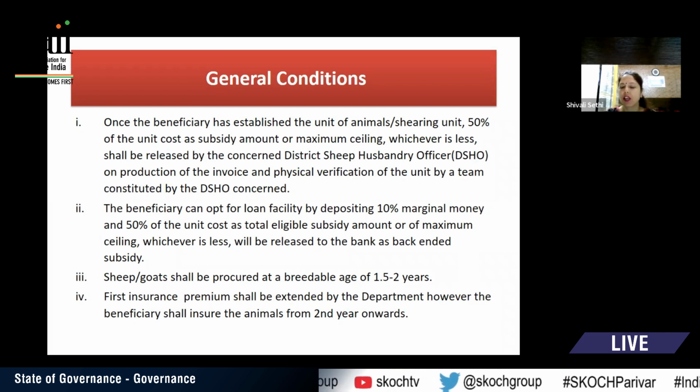The beneficiary can also opt for the loan facility from the bank, and 50% of the unit cost as subsidy or the maximum ceiling, whichever is less, is provided by the department. The sheep and goats are procured at the breedable age of 1.5 to 2 years, and the first insurance premium is also paid by the department. However, the subsequent insurance premiums are to be borne by the beneficiary himself.